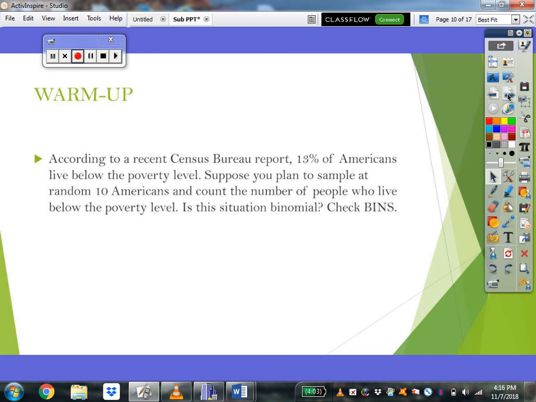According to a recent Census Bureau report, 13% of Americans live below the poverty level. Suppose you plan to sample at random 10 Americans and count the number of people who live below the poverty level. Is this situation binomial? Check BINS. So at this point, you should pause the video and check for it. Actually pause the video, because I know you're just going to wait for me to tell you the answer.